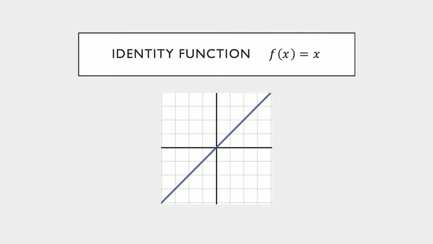The identity function is f of x is equal to x, and it will always graph a diagonal line from the bottom left to the top right that goes through the origin.